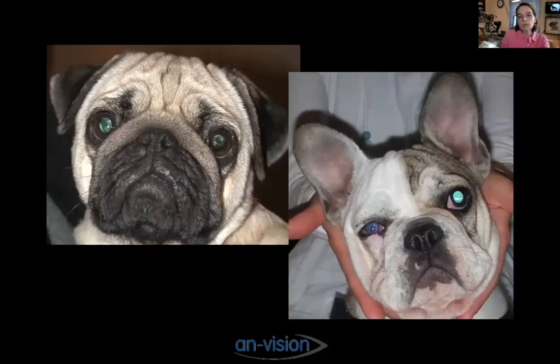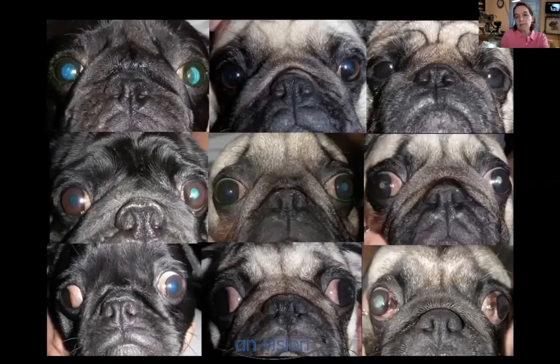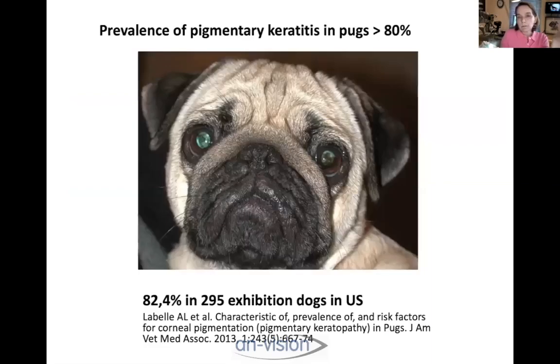It's not just the Frenchies, we also have lots and lots of pugs. And you know that pugs, I'm presenting this because it's an entity that is known by everybody, have this pigmentary keratitis, and in the majority of these dogs, even when not presented as eye patients, they will have about 80% pigmentary keratitis.